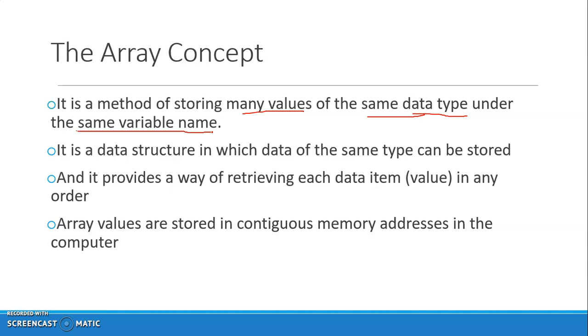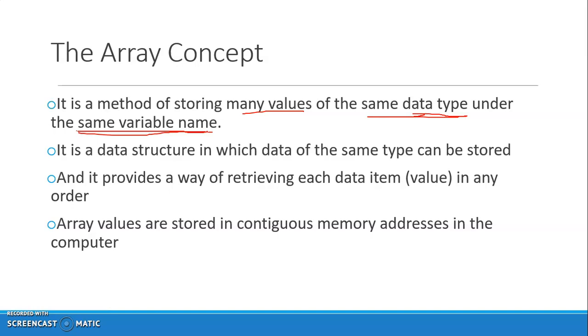An array is a structure in a programming language that is used to store many values, and these many values should be of the same data type, and of course all those values will be known under the same variable name. So a programmer is going to just know one variable name, but that variable name will be pointing to many values of the same type.